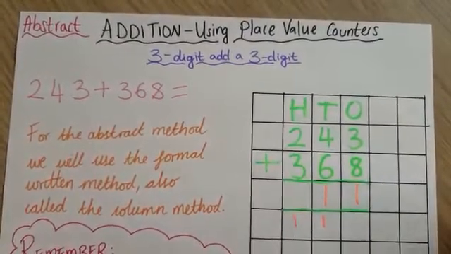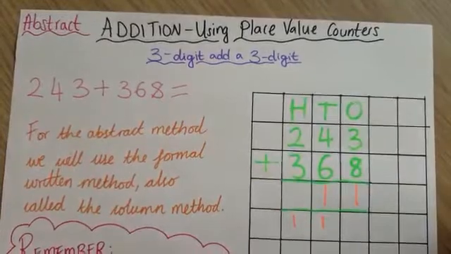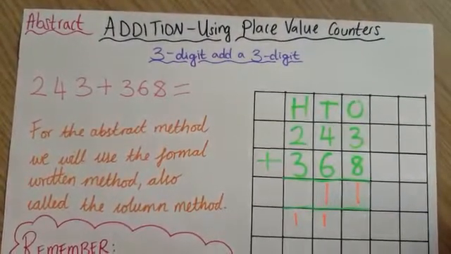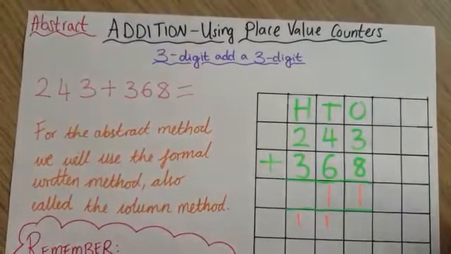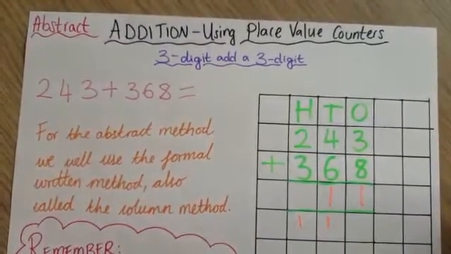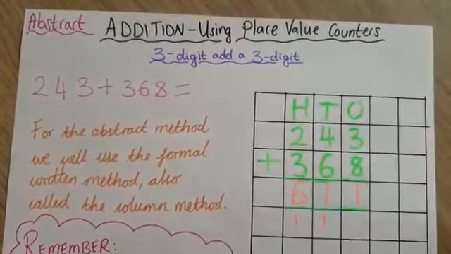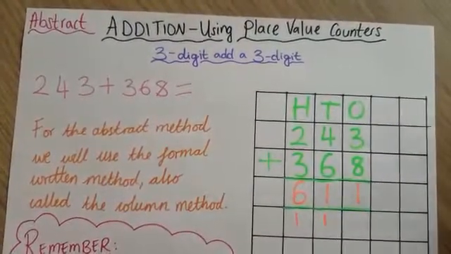So now you need to add up your hundreds. Again, also remind the children that they need to add the additional 100 underneath the line to get the right answer. So you have 2 plus 3, which will give you 5. Add that additional 1, will give you your 6. So you will have 611.